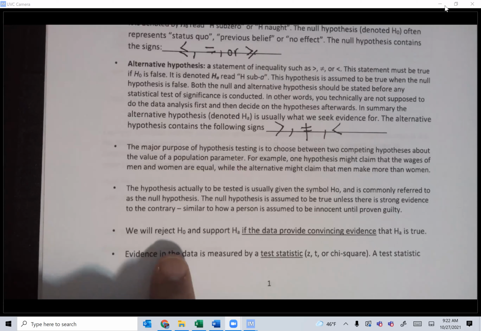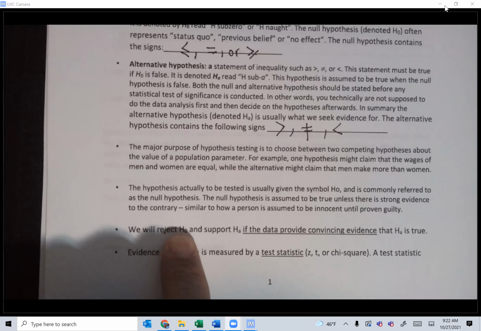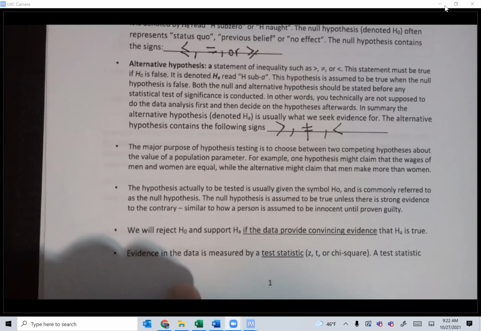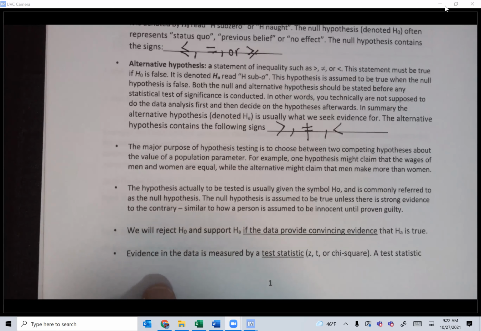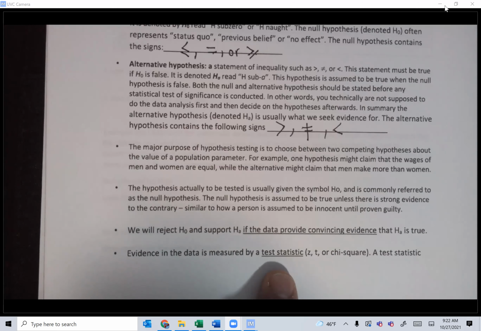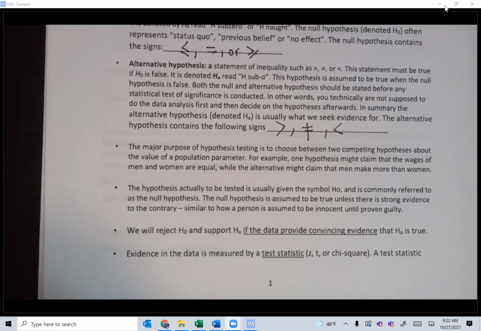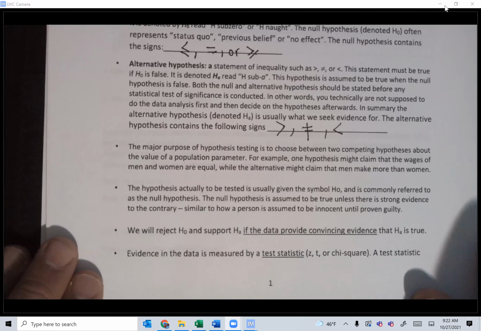We will reject H0 and support HA if the data provide enough evidence against H0. Now, the evidence is measured by a test statistic, which we will talk about in a little bit. Okay, so let's go to the next page.